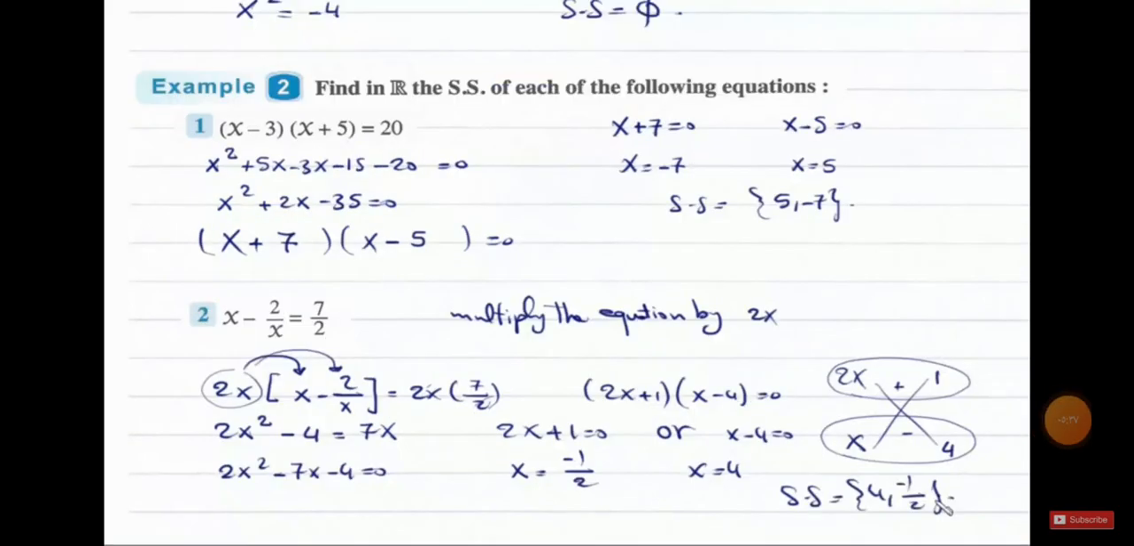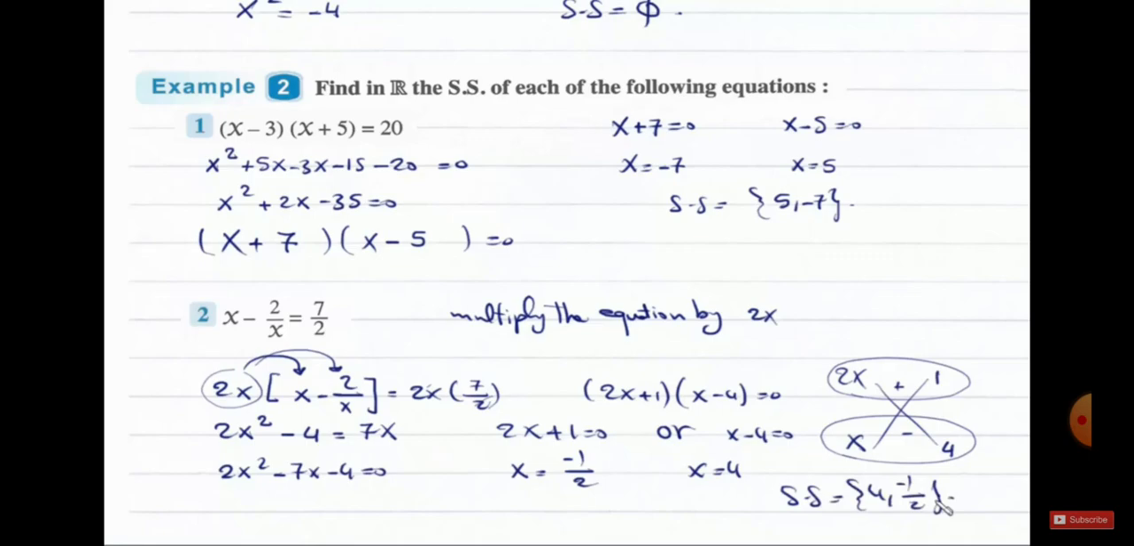Another example. Find in R the SS of each of the following. (x - 3)(x + 5) = 20. As we did before, first by first and first by second, we get x² + 2x - 35 = 0, and factorization by scissor gives (x + 7)(x - 5) = 0. Then x + 7 = 0, so x = -7, or x - 5 = 0, then x = 5. Then SS equals {5, -7}.